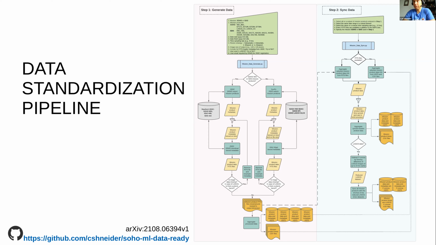This schematic includes two major steps. The first is generating the data, and the second is synchronizing the data. In the green trapezoid box on top, there are two missions that are included: the SOHO mission, which I'll focus on today, and also the SDO.